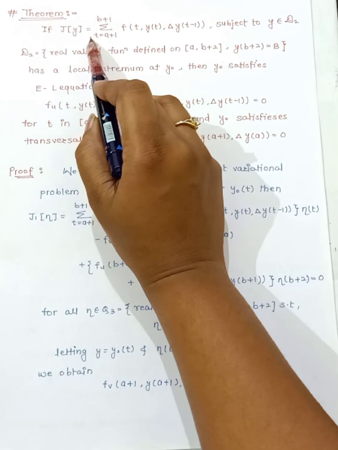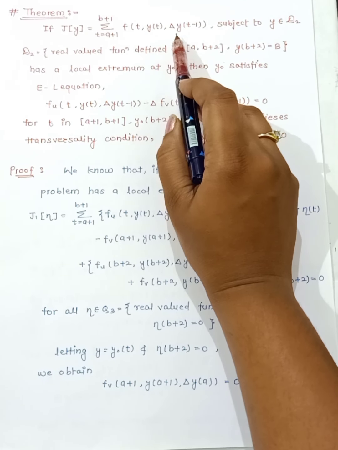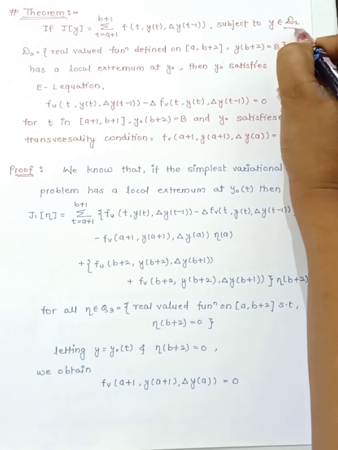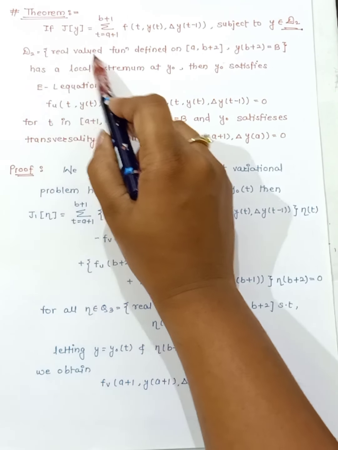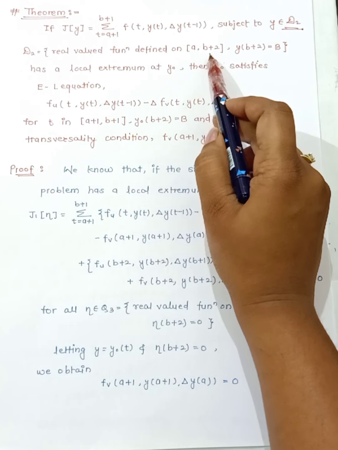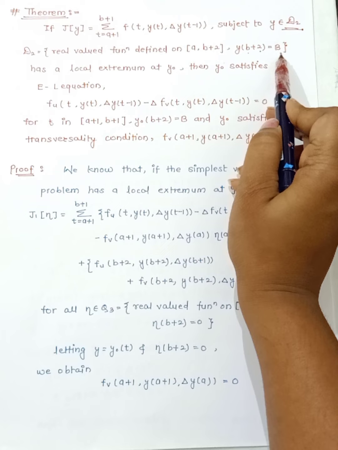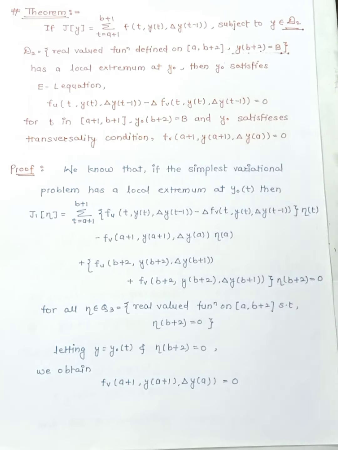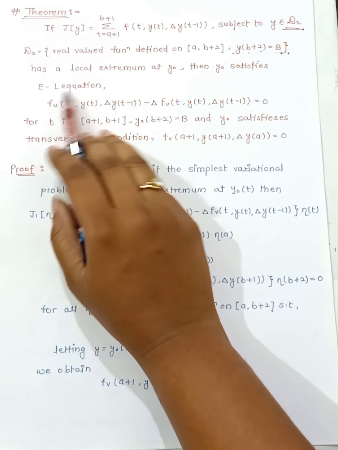If J(y) = Σ f(t, y(t), Δy(t-1)) subject to y belongs to D2. In the last theorem D1 was given here. So D2, what is D2? D2 is the real valued functions defined on the closed interval [a, b+2] where y(b+2) = B. And this condition was also different in the last theorem. Here it was y(a) = A. So it has a local extremum at y0, then y0 satisfies the Euler equation.